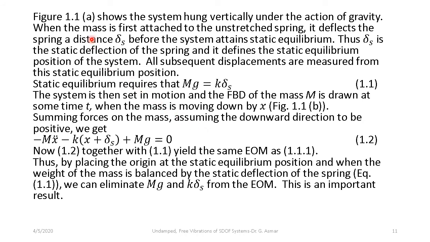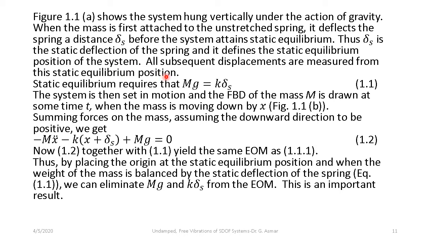So figure 1.1a shows the system hung vertically under the action of gravity, as we said. When the mass is first attached to the unstretched spring, it deflects the spring distance delta S before the system attains static equilibrium. Thus, delta S is the static deflection of the spring, and it defines the static equilibrium position of the system. All subsequent displacements are measured from the static equilibrium position.